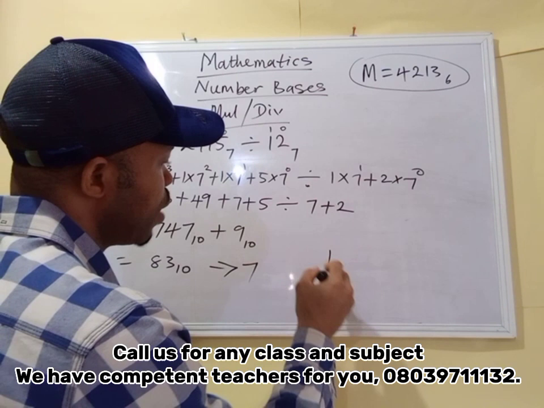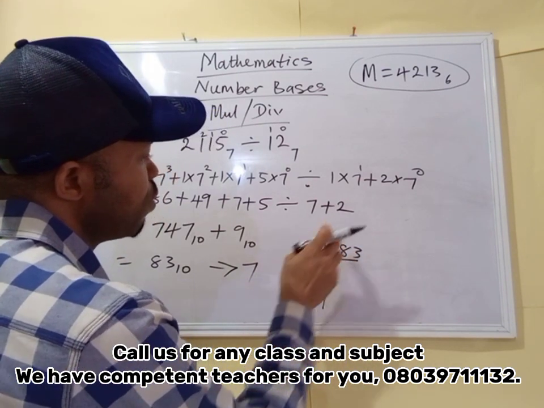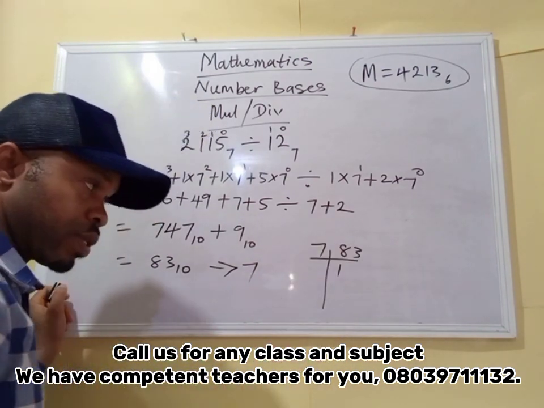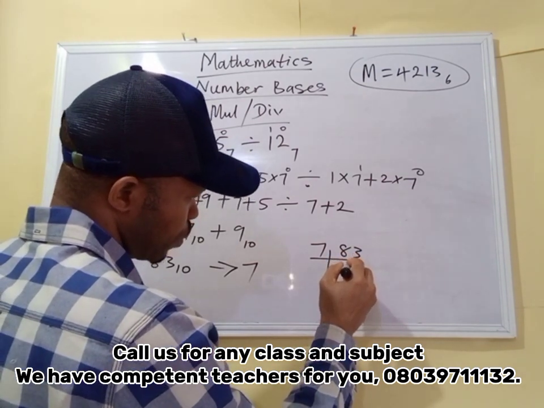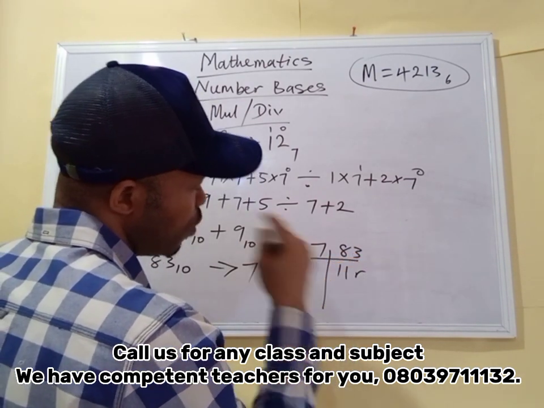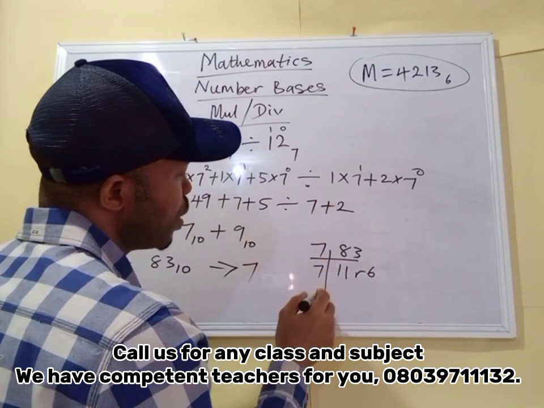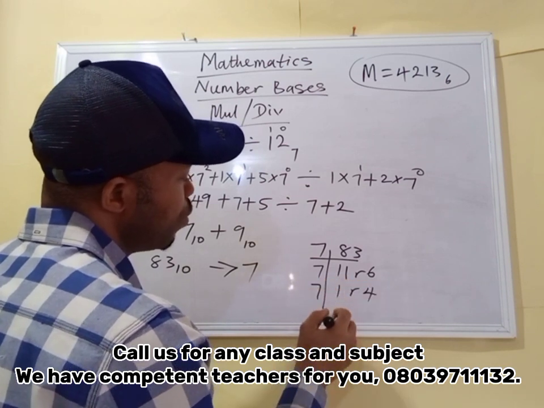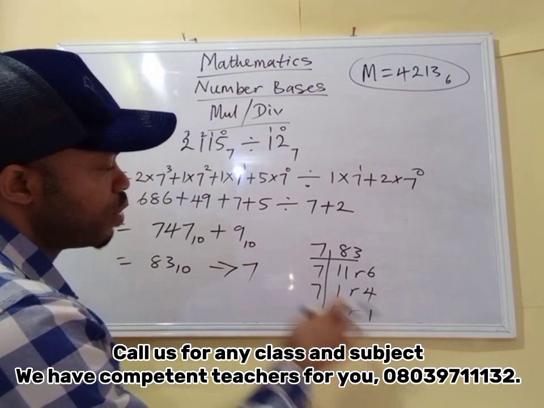So this is what we have. We have 83 here, we have 7 here. 7 in 8 is 1, and that 1, you put that 1 here, it's 13. 7 in 13 is 1 again, the remainder 6. 7 here, 7 in 11 is 1, remainder 4. 7 in 1, 0, remainder 1. So our final is the final division.